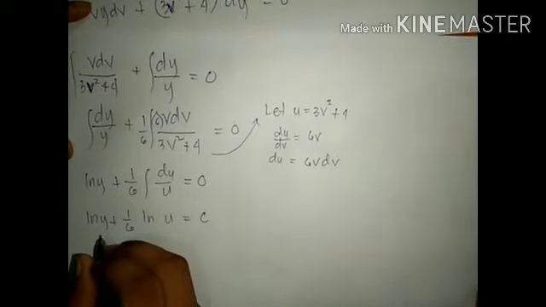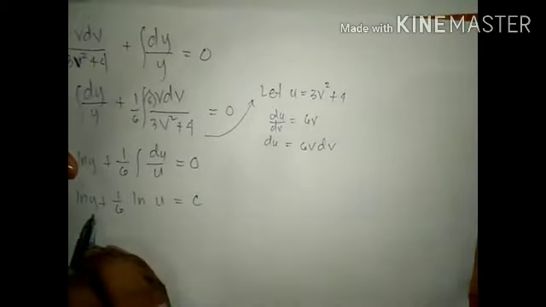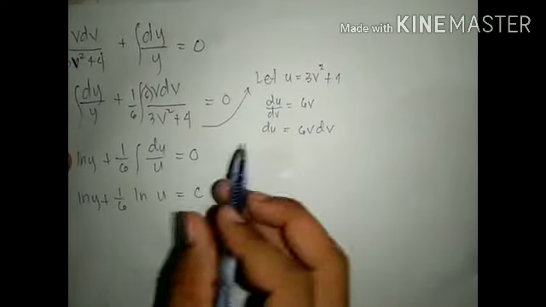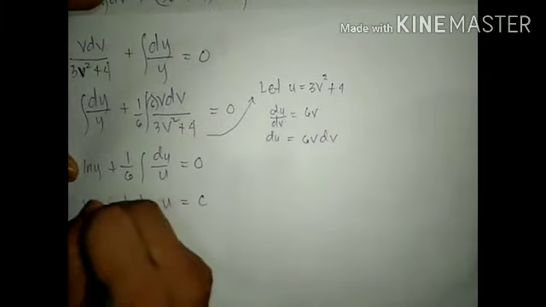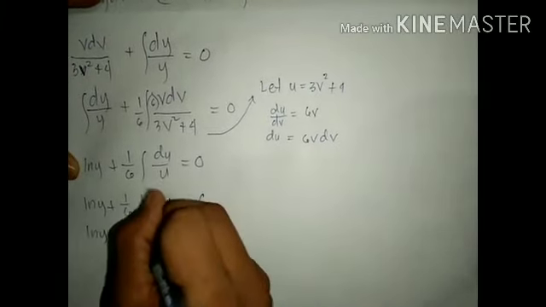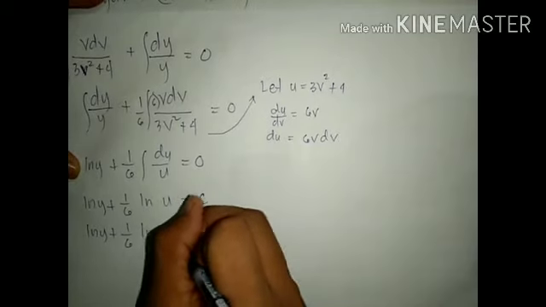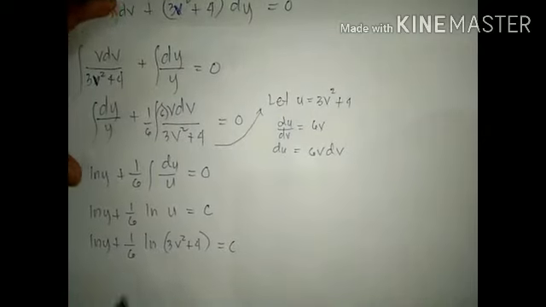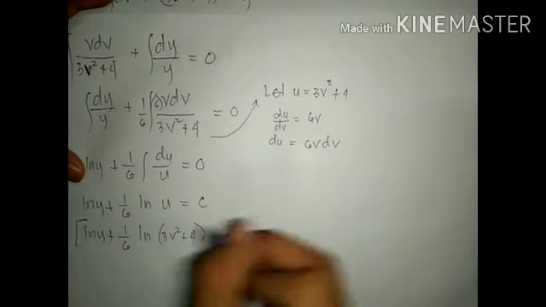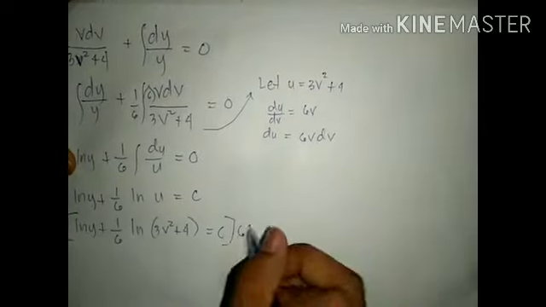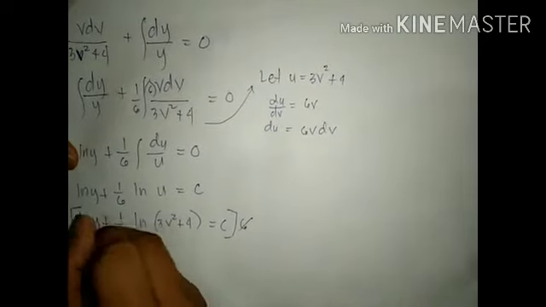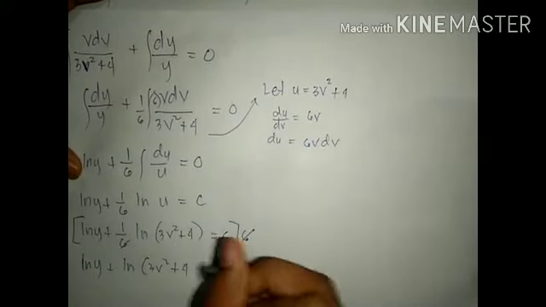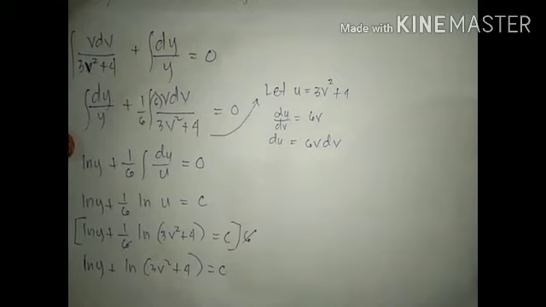So dere ato siyang substitute ang pila value sa u. So ln y plus 1 over 6 ln ang u na to kay 3v squared plus 4 is equals to c. So ato siyang limpyuhan para mawagtang ang c, ato siyang times og 6 sa gilid. So ln y plus ln 3v squared plus 4 is equals to c.